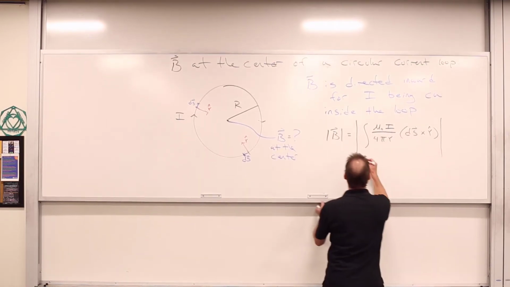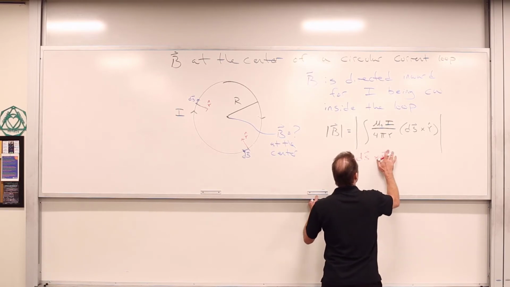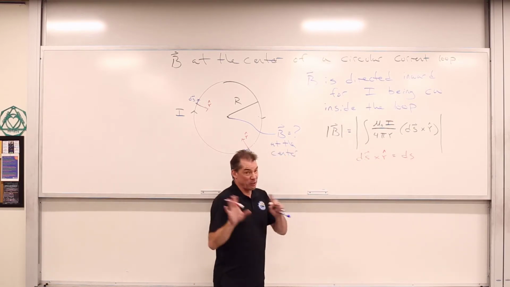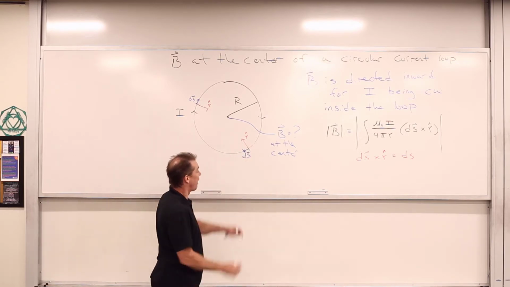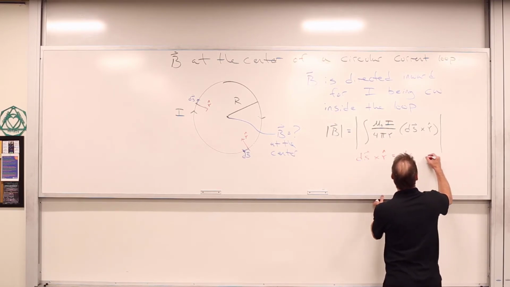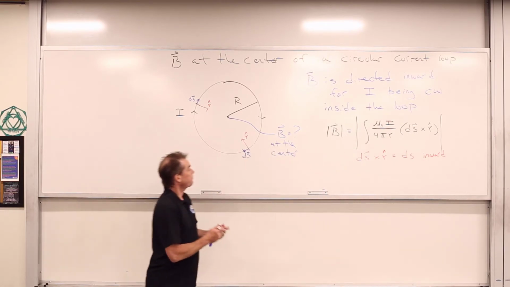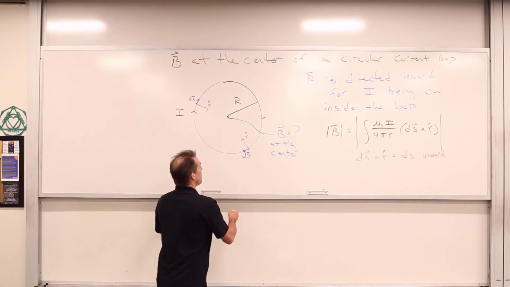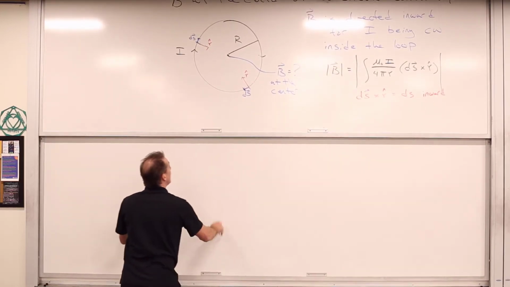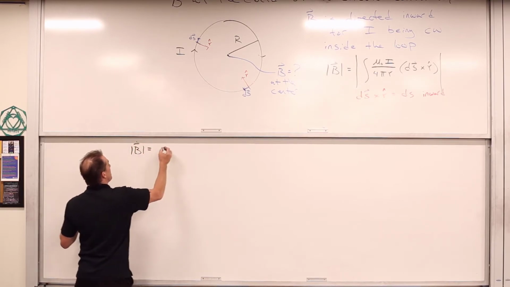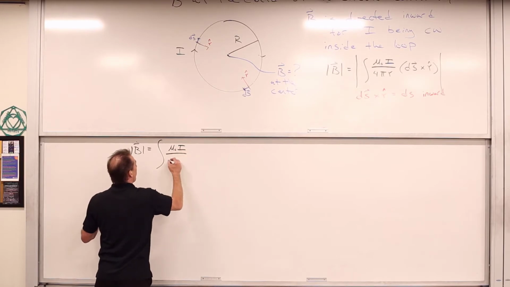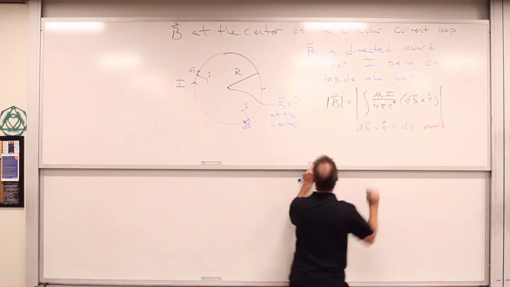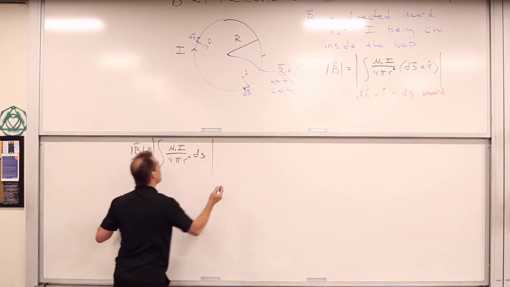So this ds hat cross r hat in this particular case, the magnitude is just equal to ds. And we do have a direction, that is true. The direction is perpendicular to both ds and r, which is, we're just going to put inward in this case. So with this, we already know the direction, and this resolves down into just a plain old ds. So let us expand on that a little bit. Rewrite the magnitude of the magnetic field at the center being equal to the integral of mu 0 I over 4 pi r squared ds, absolute value.